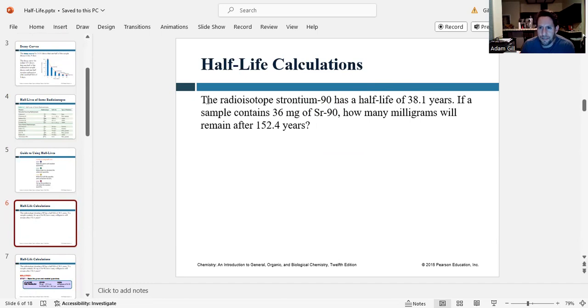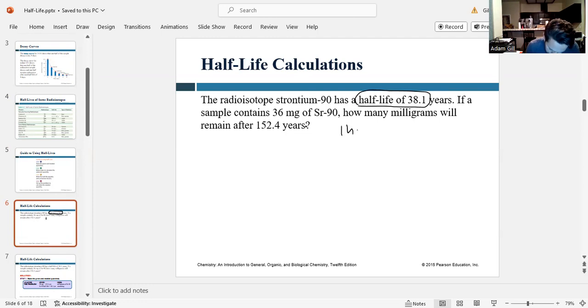So this question is telling us the radioisotope strontium-90 has a half-life of 38.1 years. If a sample contains 36 milligrams of strontium-90, how many milligrams will remain after 152.4 years? So let's reread the question and mark down what is given to us. So we know that the half-life is 38.1 years. That's going to be important.